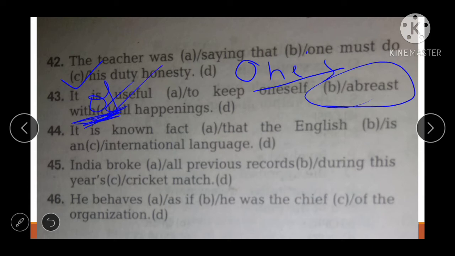Next, it is a known fact that the English is an international language. See friends, I told you that when English acts like a country, then we will use the. But if it acts like a language, the will not be used here. So the error is in the B part. I told you the Dutch, the Germans is used, but the English, when it acts like a language, we will not use the here.